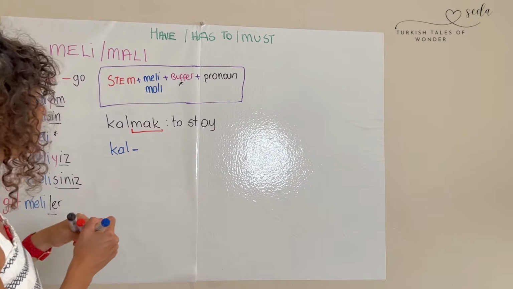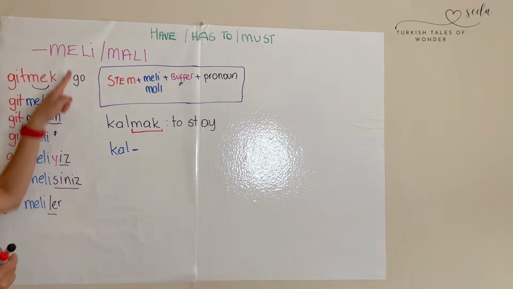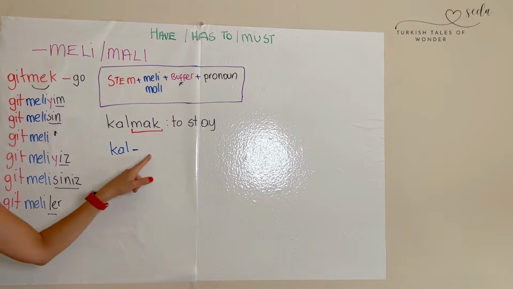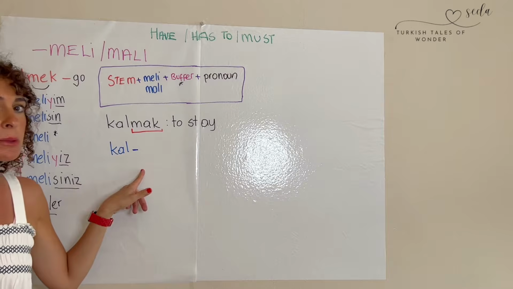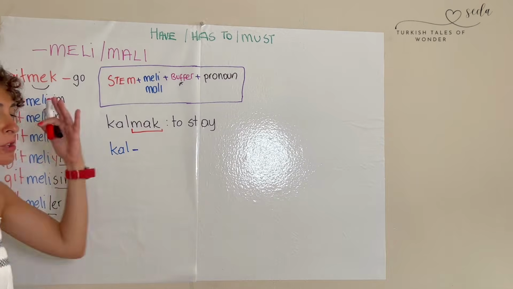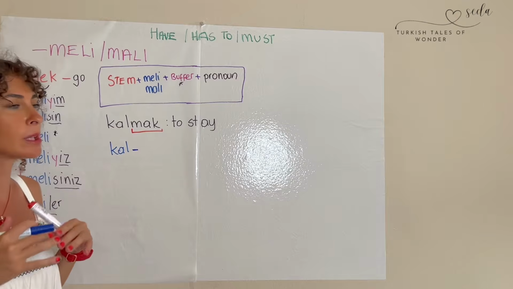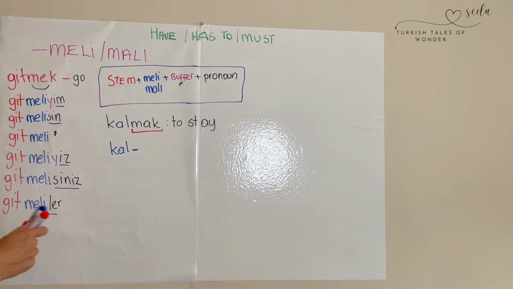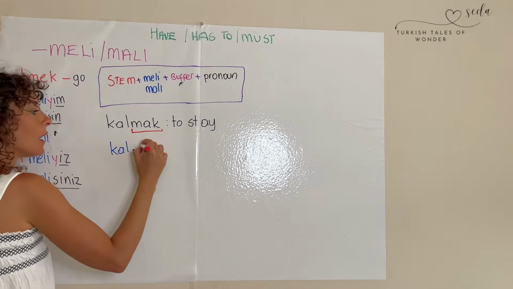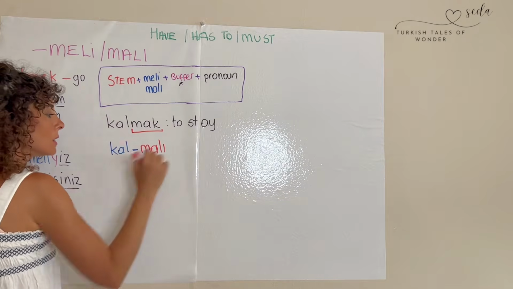So, what do you think? Are we gonna use meli or malı? Kalmeli or kalmalı? Which one? So just close your eyes and think about it. Which one sounds better? Kalmeli, kalmalı. Of course, it is malı. Kalmalı.